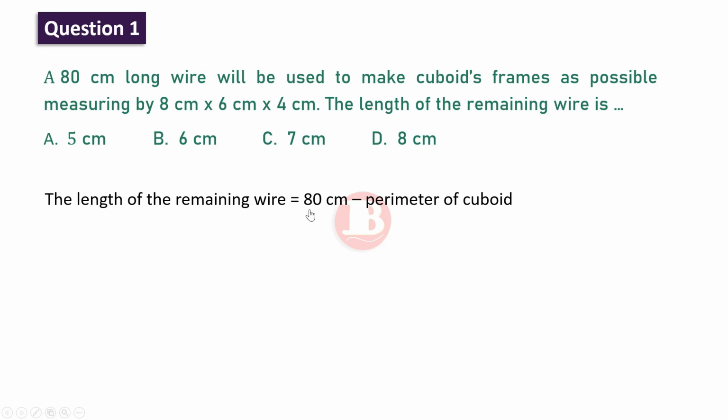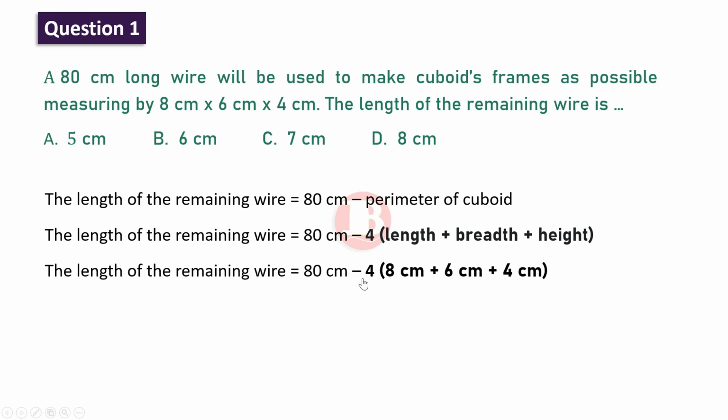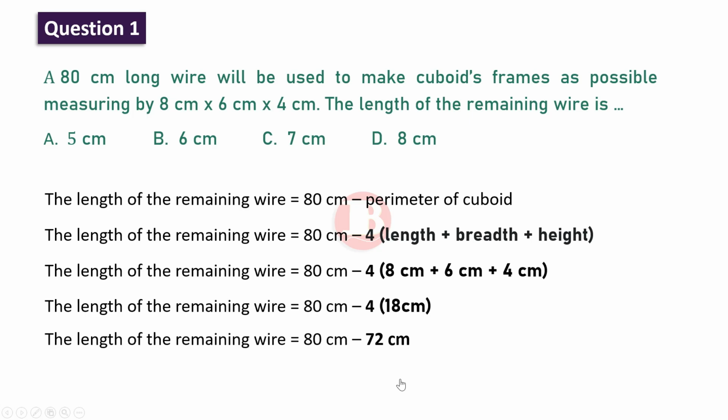The length of the remaining wire equals 80 cm minus the perimeter of the cuboid. 80 cm minus 4 times (length plus breadth plus height). 80 cm minus 4 times (8 cm plus 6 cm plus 4 cm). 80 cm minus 4 times 18 cm. 80 cm minus 72 cm. The length of the remaining wire is 8 cm. So, the answer is D, 8 cm.